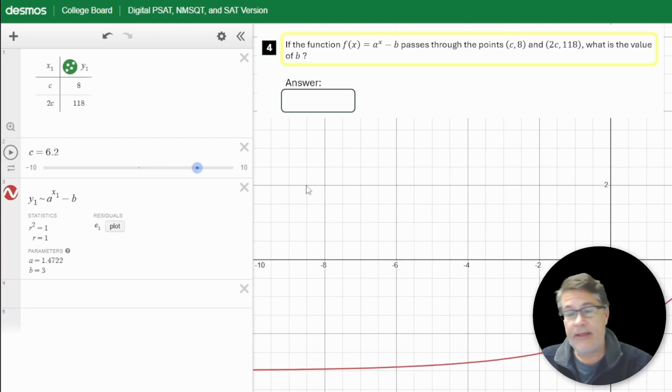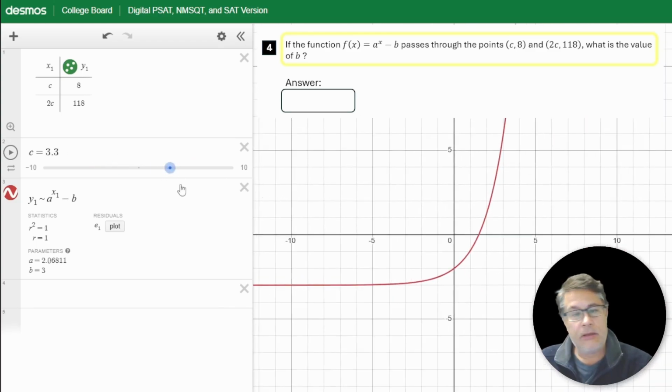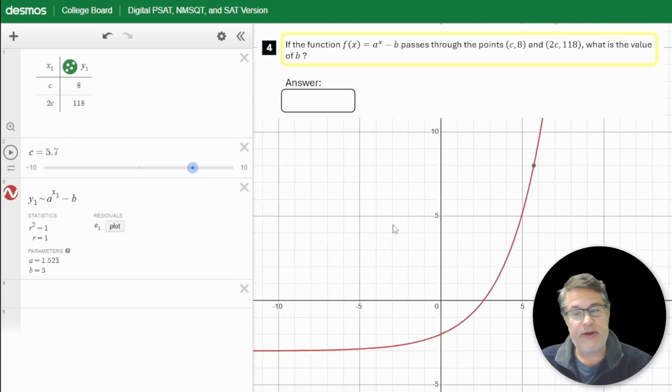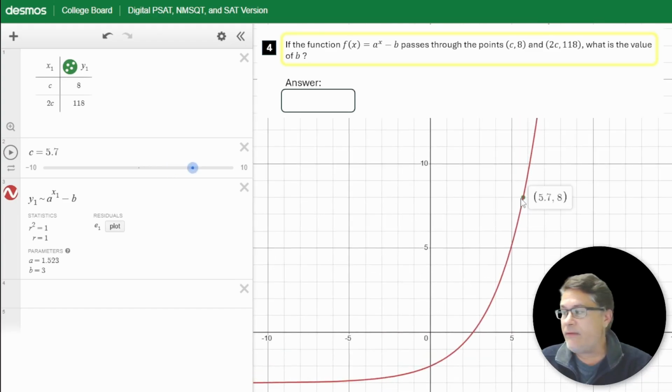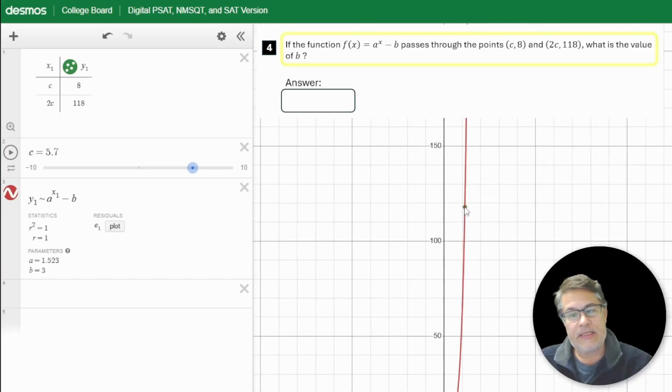So that's pretty sweet. And, you know, it's nice to see the graph, but the graph itself is, in this particular case, I wouldn't say incredibly helpful, but it is there just so you can see it. And notice that the points are tracked on the graph. There's the point, which is now (5.7, 8), because c is at 5.7. And then the other one, of course, would be a little further up. And there it is. Now it's at (11.4, 118).